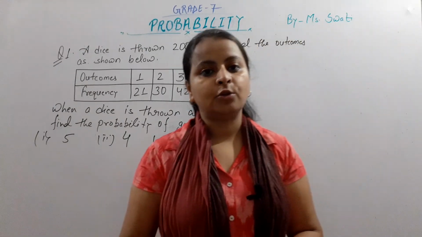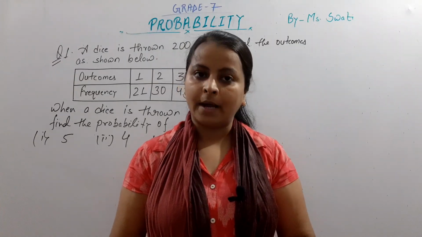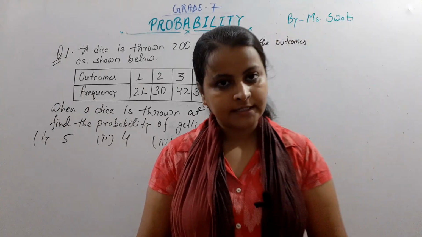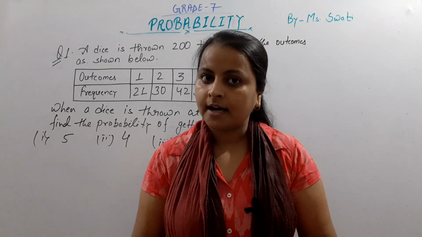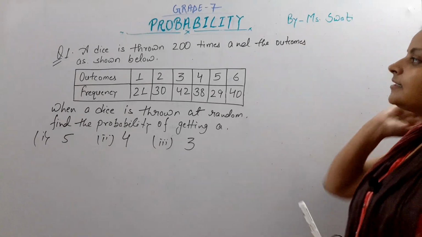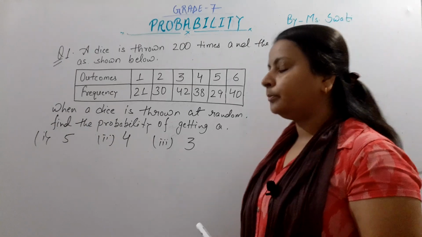In the previous video, we learned about what is probability and terms related to probability. In this video, we are going to discuss problems based on probability. So let's start. Students, our first question is: a dice is thrown 200 times and the outcomes are as shown below.